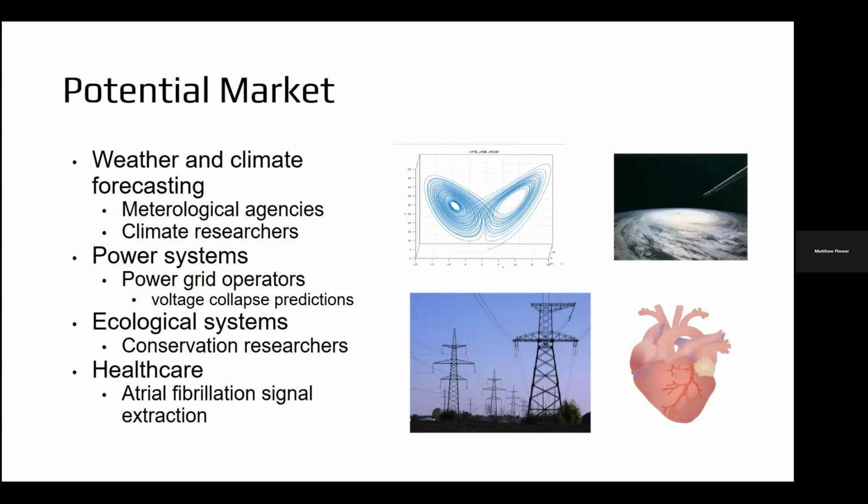Reservoir computing benefits meteorological agencies and climate research centers as it's been shown to accurately predict atmospheric dynamics. It also benefits power grid operators in that it can predict voltage collapse prior to that occurrence. In ecological systems, it forecasts population dynamics and food chains directly, which matters for conservation efforts and ecosystem management. And in healthcare, it's shown promise in the detection of atrial fibrillation just from data gathered from blood pressure waves alone.